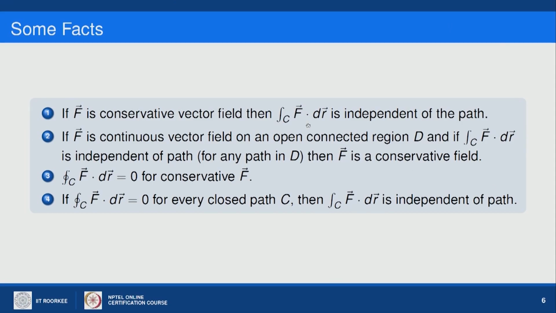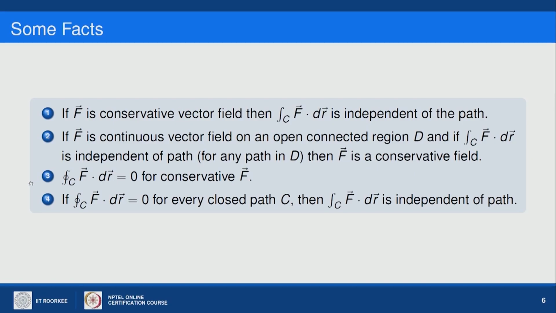Okay, there are some more facts I want to tell you, that if F is a conservative vector field, then the integral over a curve C of F dot dr is independent of the path. We have seen just in this example and we have proved it earlier. If F is a continuous vector field on an open connected region D, and if the line integral over a curve C of F dot dr is independent of path for any path in domain D, then F is a conservative vector field.